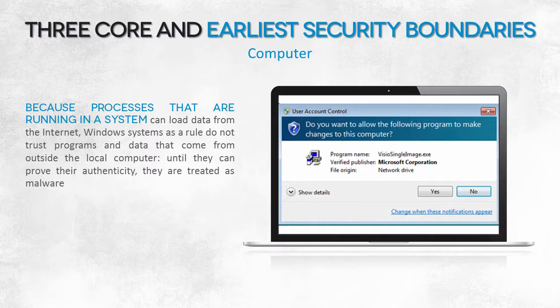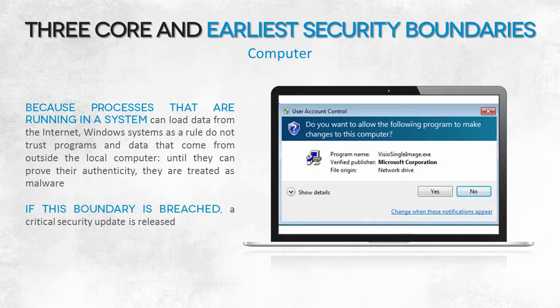Violating it involves the risk that a system is infected with an exploit that can be remotely executed or used to take over remote systems. This is the critical security level. If a breach of this boundary is detected, a software developer has to release a critical security patch.